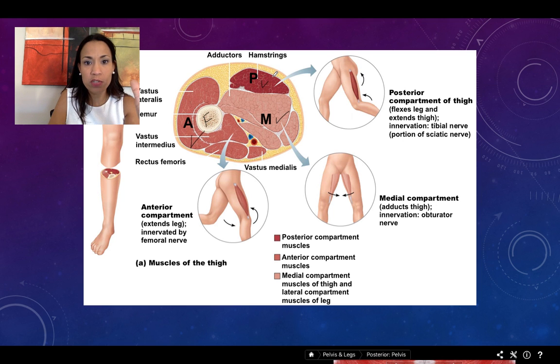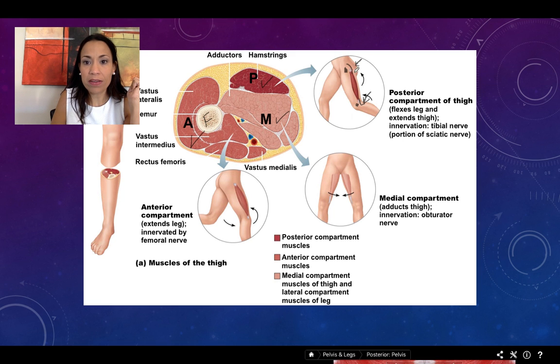Today we only need to describe the hamstrings on the thigh, okay? And remember, these hamstrings are in the posterior compartment of the thigh, are crossing posteriorly the hip joint, and they're crossing posteriorly the knee joint too. So since they're spanning two articulations, they have actions here at the hip and here at the knee.